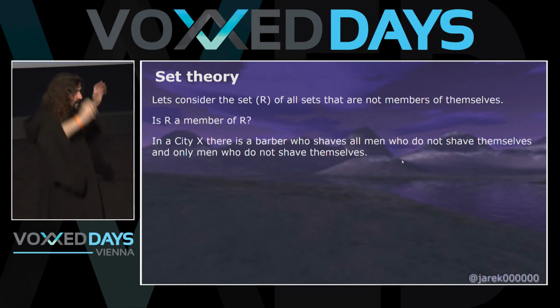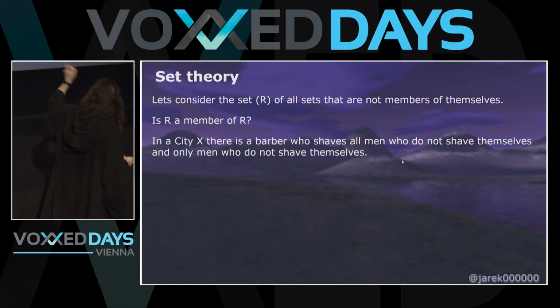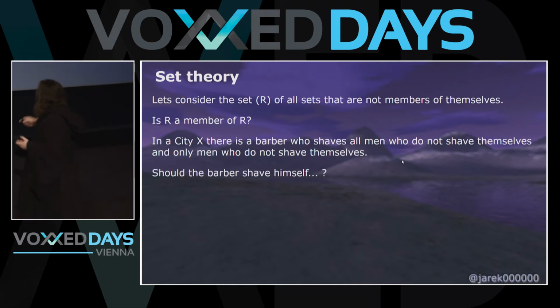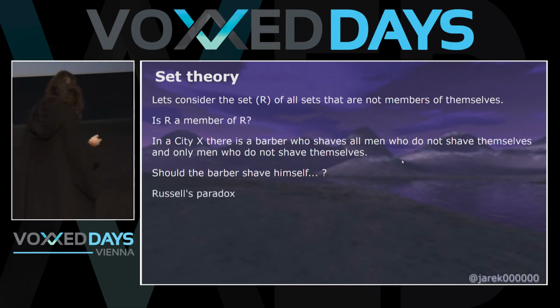In a city X, like Vienna, let's say it's Vienna, there is a barber who shaves all men who don't shave themselves. And by the way, only men who don't shave themselves. So he is constrained to shave only such men. This statement is quite the same as the initial one, but in a human way. And then the question: should the barber shave himself? You see the problem. If he shaves himself, he is not allowed. So it's quite crazy, but that's something that is called Russell's paradox.